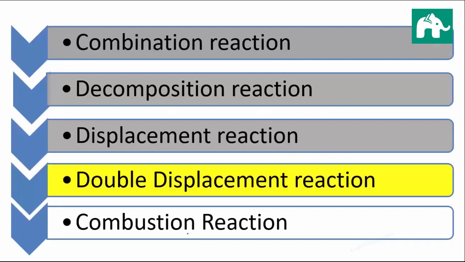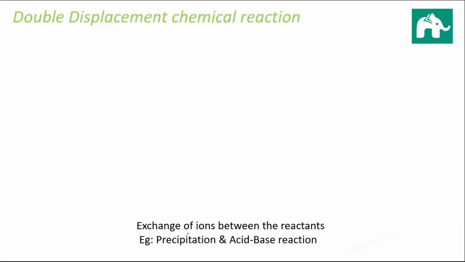Let's now talk about the fourth type of reaction, that is double displacement reaction. Now what happens in a double displacement? Here it's like one element is kicking out another one from its position, and the other element is also kicking out the first one from its position. So in fact, two elements are exchanging their positions in their respective compounds. So that is called double displacement.